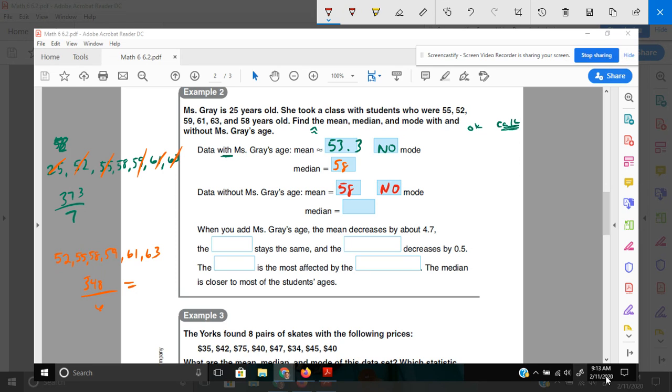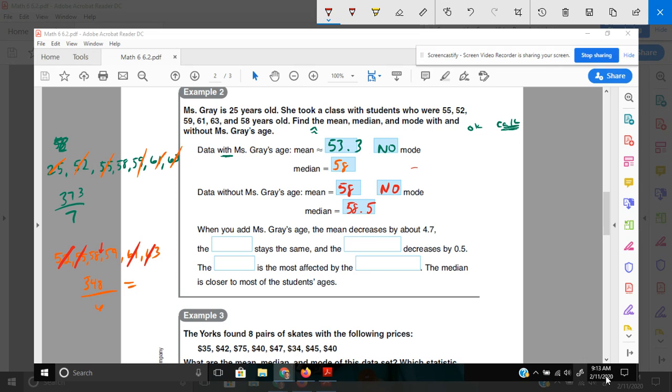There still is no mode. There's no number that occurs more than once. And for the median, let's cross out highs and lows, and I'm left with 58 and 59. So what would be in between 58 and 59? That'd be 58.5. Okay. So when you add her age, the mean decreases by about 4.7.